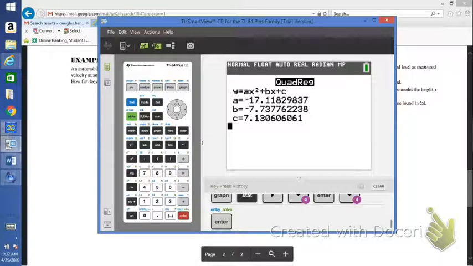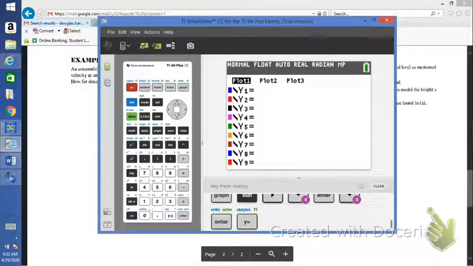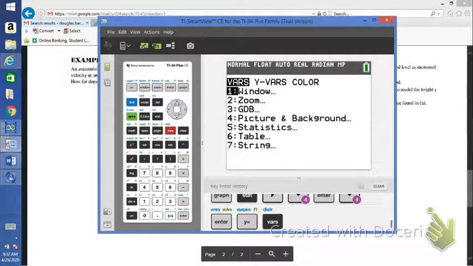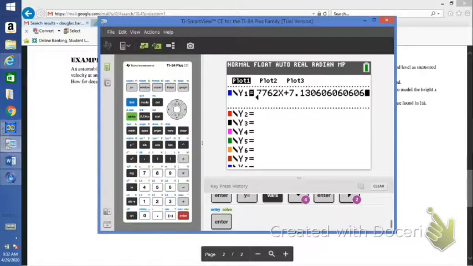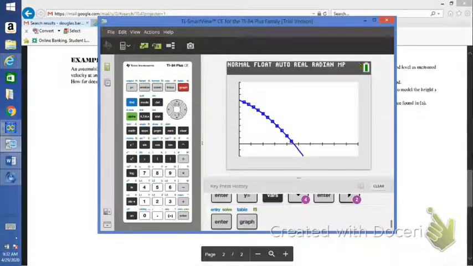So there's our quadratic regression, and what we want to do now is put that into our y equals. So go to the y equals, and then we're going to go to vars, down to statistics, over to equation, and then hit enter. And your regression equation now is in your y1, so when you hit graph, the curve runs through your points. So that would indicate an amazing fit.